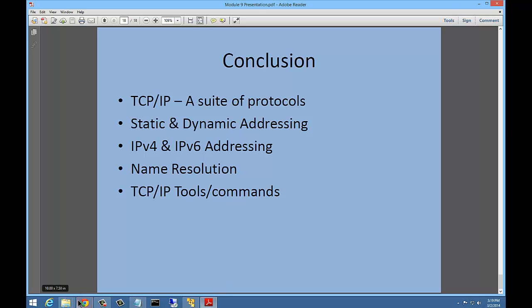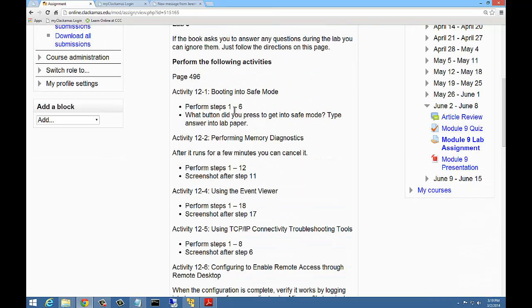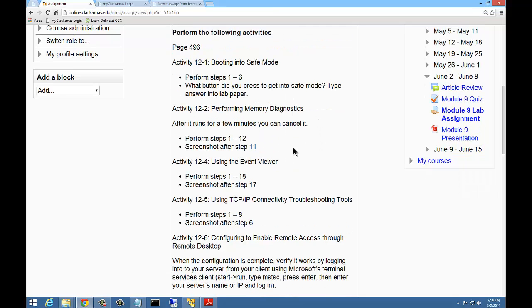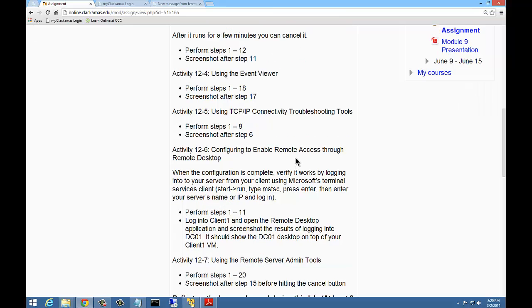So let's take a quick look at our lab number 9. You're going to boot into safe mode. Of course, you press F8 to get into safe mode, just in case you forget. And you're going to be performing memory diagnostics. After it runs for a few minutes, you can cancel it. You're going to be using the event viewer. I showed you how to use the event viewer in previous modules, and you're going to actually use it to help you troubleshoot an issue. You're going to be using TCP/IP connectivity troubleshooting tools such as ping and traceroute. And then you're also going to configure and enable remote access through remote desktop.